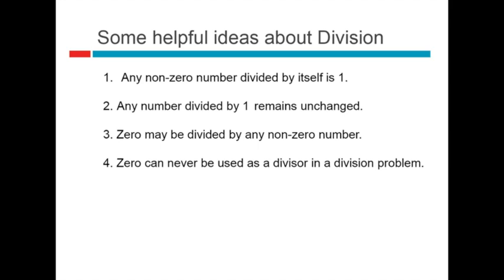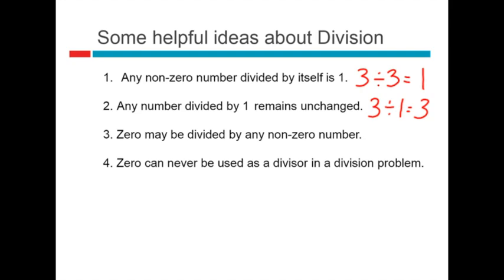One idea to remember is that anytime you divide a non-zero number by itself, you get 1. So for example, if I divide 3 by 3, I'm dividing a non-zero number by itself, and we get 1. The second property is that any number divided by 1 remains unchanged. So if I take 3 and divide it by 1, I get 3. So 3 remained unchanged when I divided it by 1.